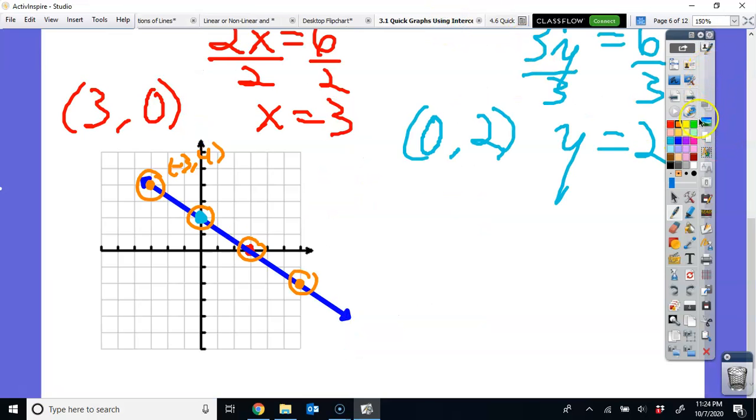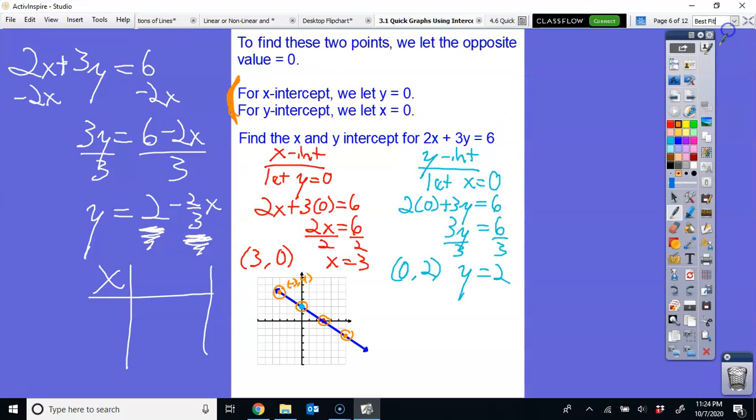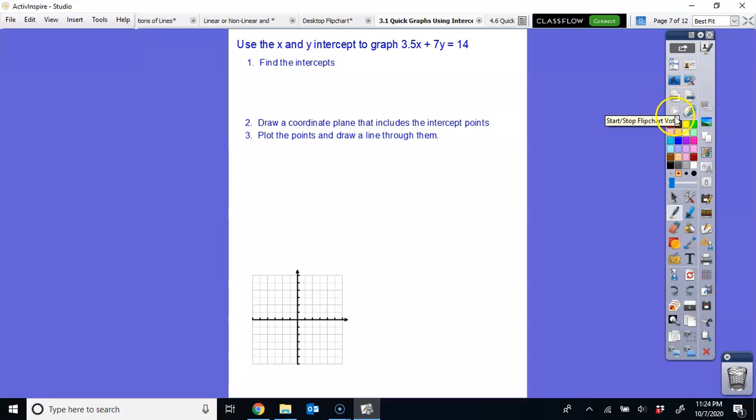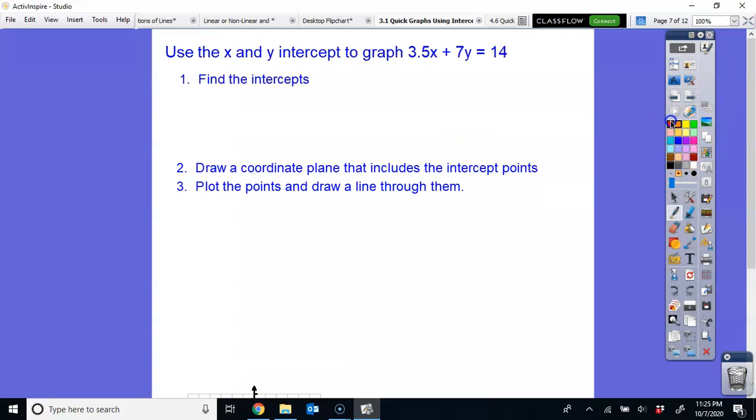So let's do another quick graph using this concept of x and y intercept. The example is 3.5x plus 7y equals 14. If I want to find the x and y intercept for that one, let me zoom in a little bit here. The x-intercept, what did we say? We said the y value is always 0. So we plug in 0 for y. Oh goodness, sorry guys.